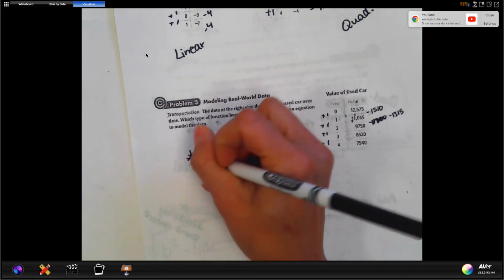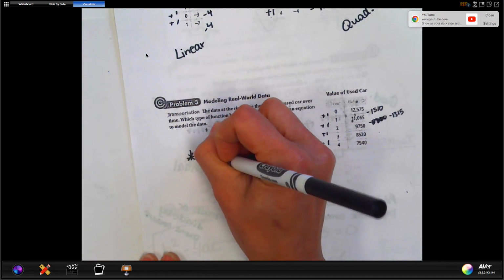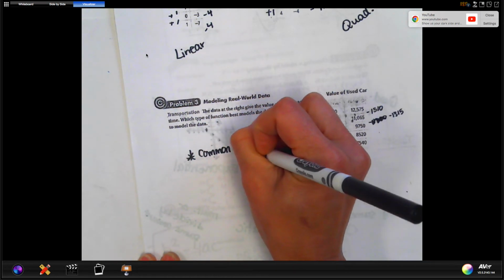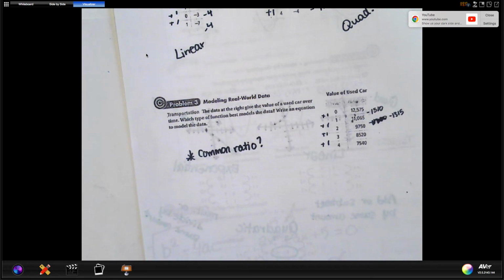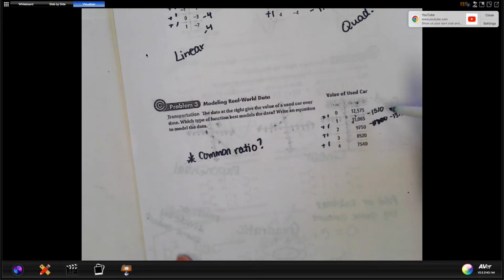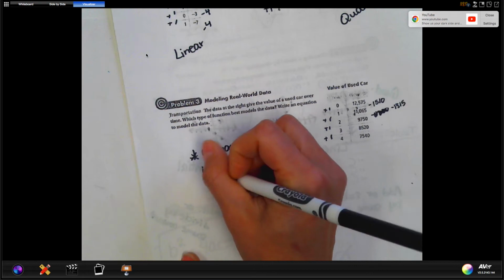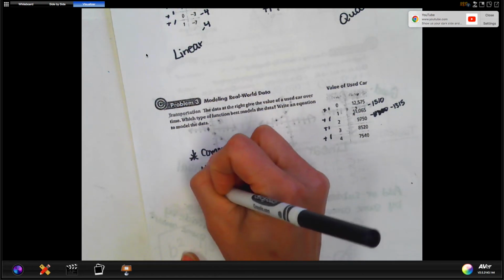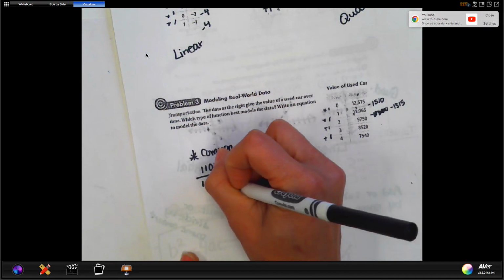Here's what we do. We check for a common ratio. And that's the question. How you check for a common ratio is, if this is going up by the same amount each time, you divide by each one. So my first one that I would divide would be 11,065 divided by the one before it, 12,575. And we're going to round this, so divide it and give me the decimal to the nearest hundredth.